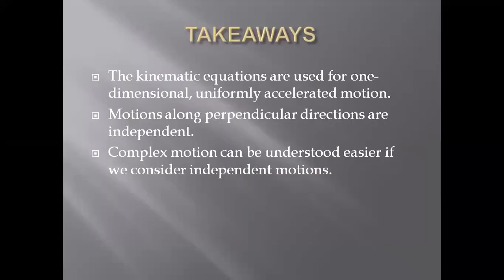The main takeaways from both this example and proving that the kinematic equations have exactly the form we predicted are that the kinematic equations are used for one-dimensional uniformly accelerated motion. That is usually because motions along perpendicular directions are always independent. That means that complex motion can be understood more easily if you consider independent motion along the orthogonal axes.